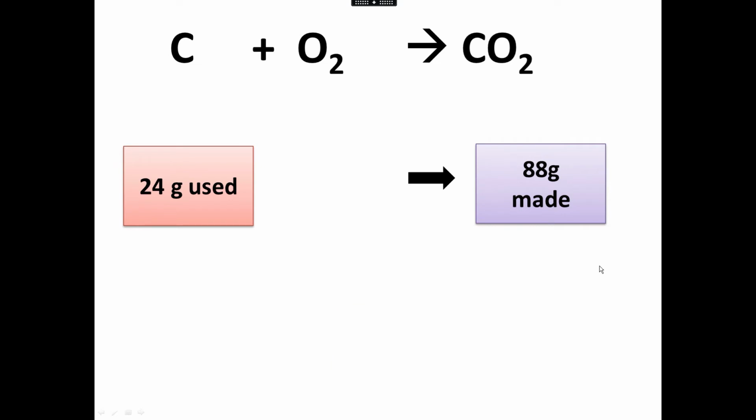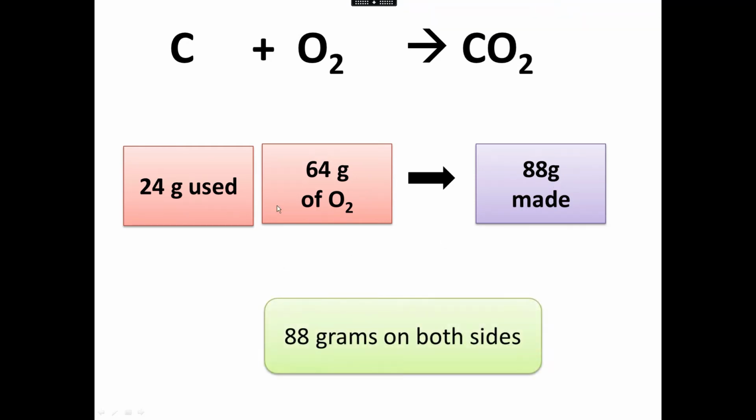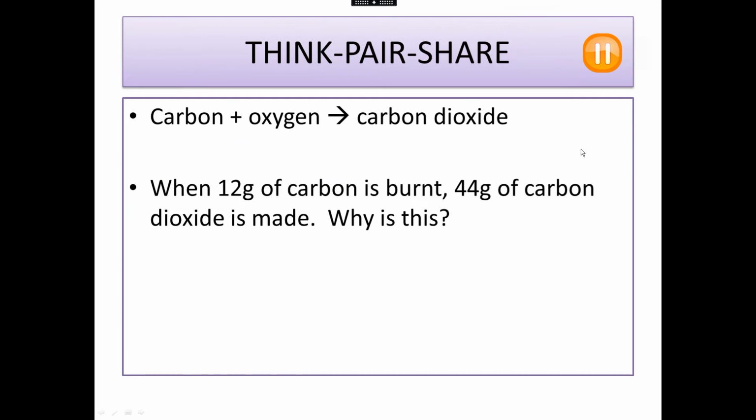Here we go. The answer is 64 grams because 24 plus 64 makes 88 grams of carbon dioxide. That means there's 88 grams on both sides. The total mass of reactants is always equal to the total mass of products in any chemical reaction. Okay, let's put it into words.